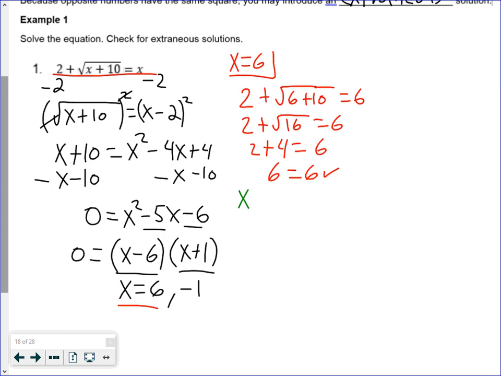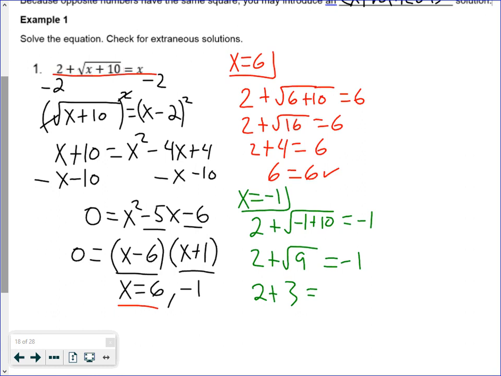Next, we're going to do the same thing for x equals negative 1. We're going to plug it back into the equation, and we get 2 plus the square root of negative 1 plus 10 equals negative 1. Negative 1 plus 10 is 9, so the square root of 9. And the square root of 9 is going to be 3. So we have 2 plus 3 equals negative 1. And 2 plus 3 is 5. And 5 does not equal negative 1. That doesn't make sense. So x equals negative 1 cannot be a solution. So our only solution is x equals 6.